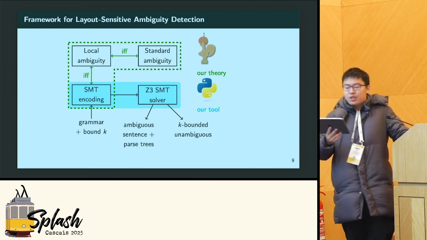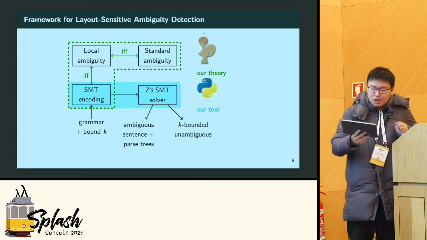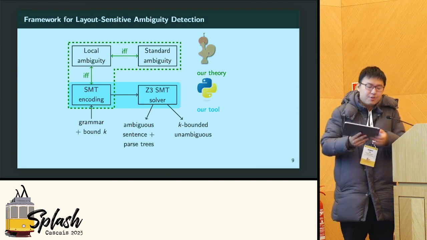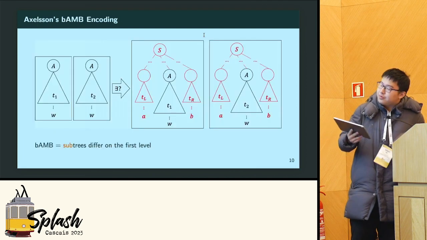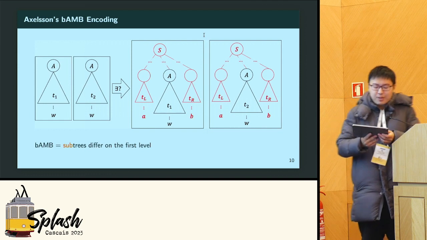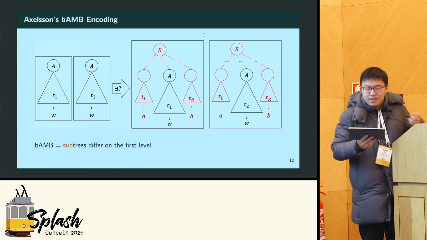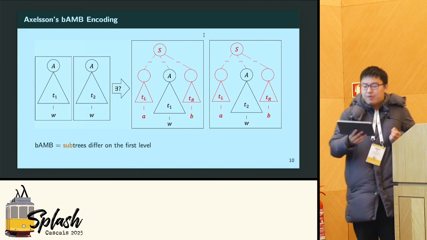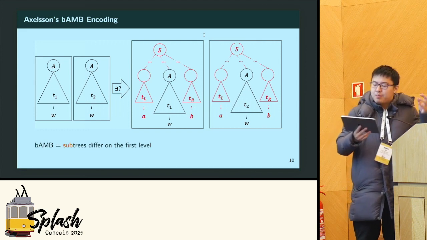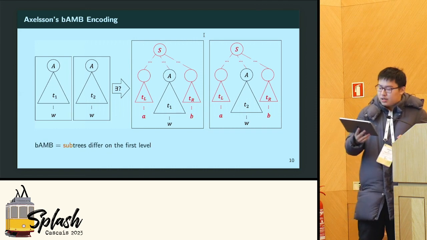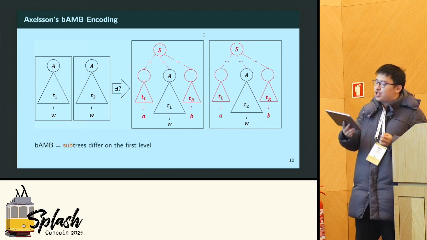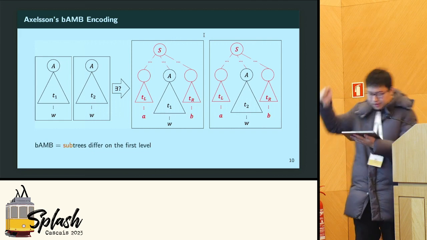In the rest of the talk, we focus on how we achieved the local ambiguity condition. For the other parts, you can refer to the paper for details. Recall that we started from the previous work by Isaacsen and strengthened their encoding to adapt to layout-sensitive grammars. We've already mentioned that BAMB alone is not enough for layout-sensitive grammars. To go into more detail, let's first illustrate Isaacsen's BAMB condition with the following graph.